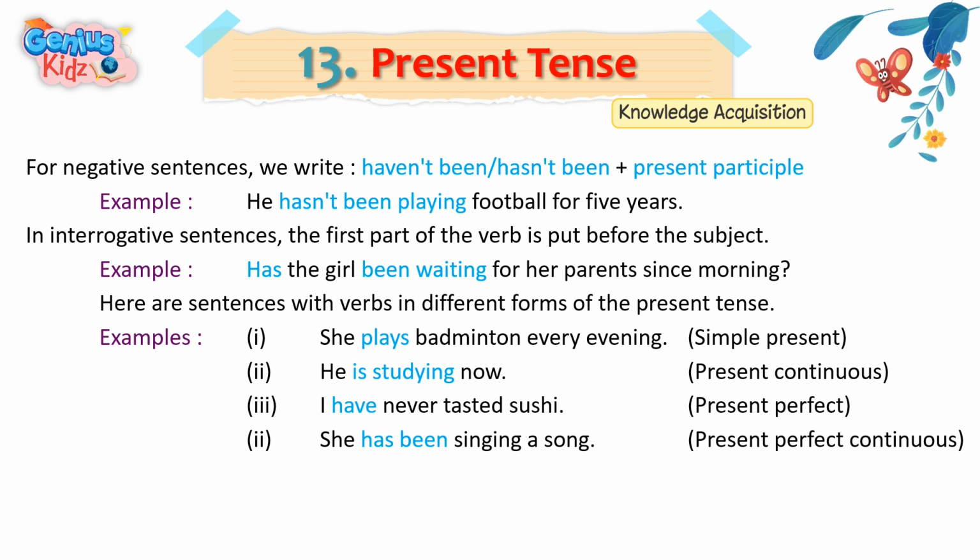Here are sentences with verbs in different forms of the present tense. Examples: 1. She plays badminton every evening. Simple present. 2. He is studying now. Present continuous. 3. I have never tasted sushi. Present perfect. 4. She has been singing a song. Present perfect continuous.